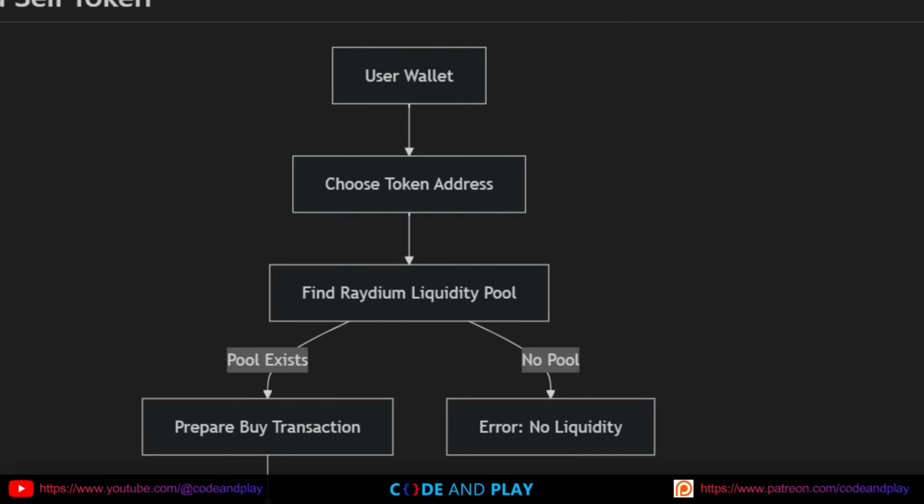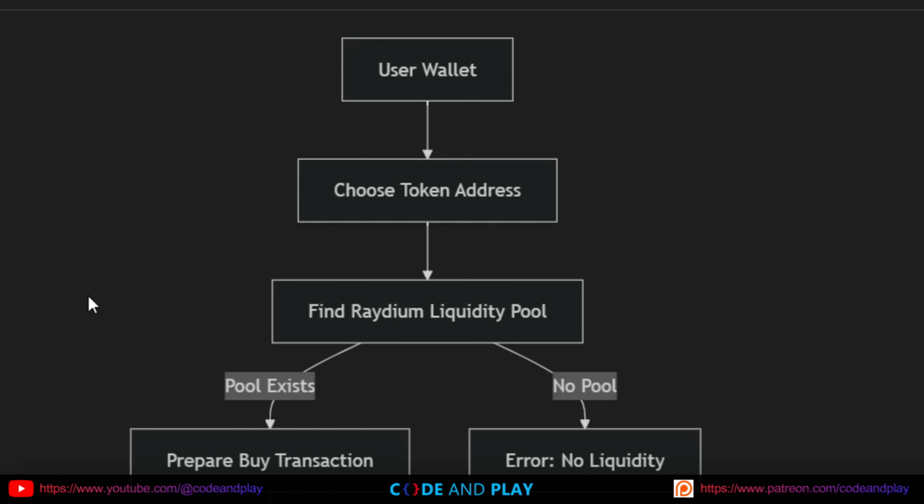This mermaid flowchart outlines what we'll be building. In the first part of this series, we'll focus on setting up the user wallet, selecting a token address, and finding a Raydium liquidity pool. User wallet setup. The wallet is created by decoding a private key in base58 format. The key must be 64 bytes long to generate a Solana key pair, which is used for signing transactions and interacting with the blockchain. This wallet is your tool for trading, managing tokens, and working with Solana.